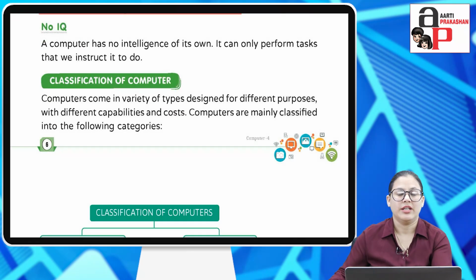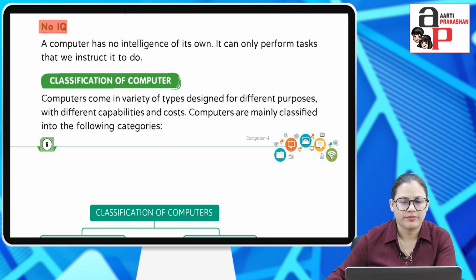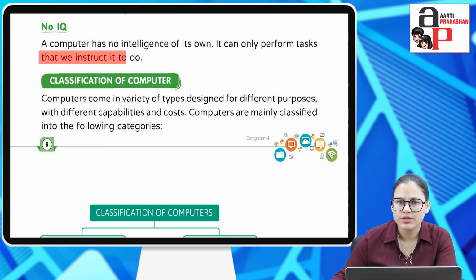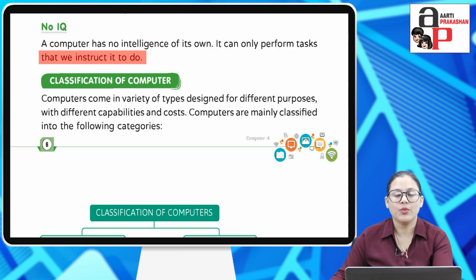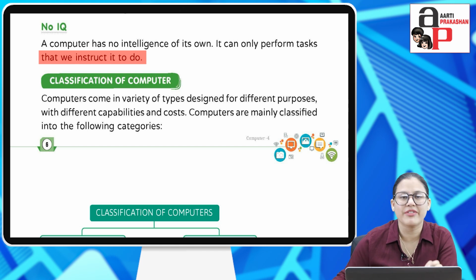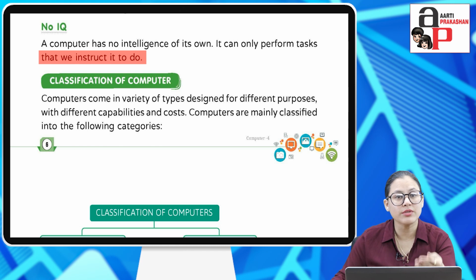Next is no IQ. A computer has no intelligence of its own. It can only perform tasks that we instruct it to do. All of us have IQ, meaning intelligence quotient, but computer doesn't have any IQ. Why? Because it works according to the instructions which are given by the user.